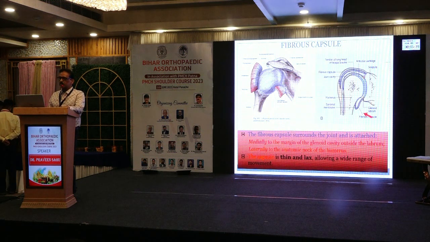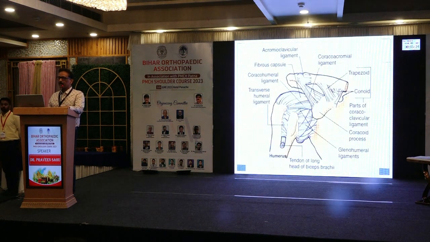Inferiorly, the capsule is thin and lax, allowing a wide range of movement, and inferiorly the fibrous capsule is attached a bit lower down, and this portion is called the axillary recess. Many ligaments surround and hold the structures, and this gives stability to this shallow joint and also allows mobility in a very wide range.